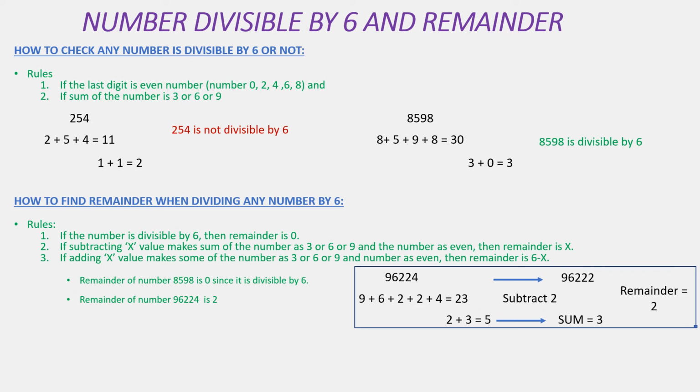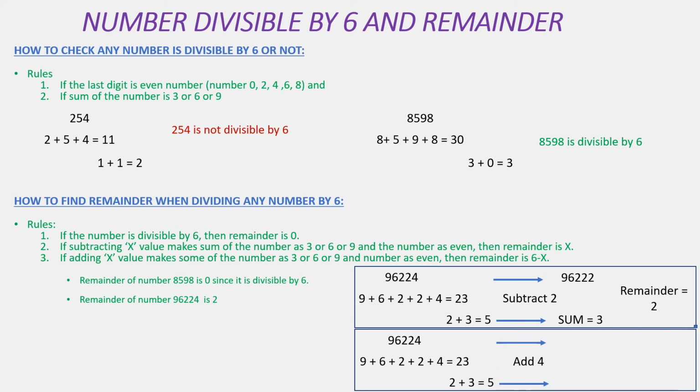There is another method. Okay? If adding x makes the sum of the number 3 or 6 or 9 and the number even, then the remainder is 6 minus x. We will see the same 96,224 in another way. Here the sum is 5 and if we add 4 to the sum as well as to the number, it becomes sum as 9 and number as 96,228. So this is divisible by 6. Then the remainder is 6 minus 4 equal to 2. Okay.